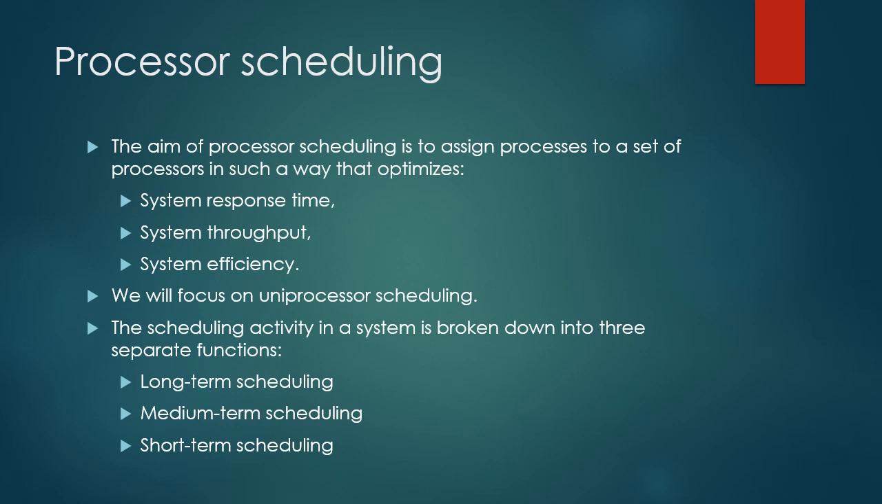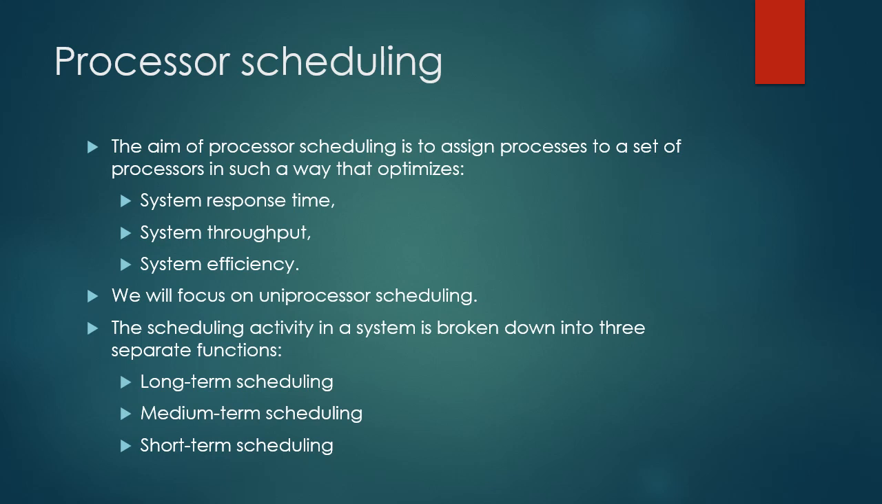The aim of processor scheduling is to assign processes to a set of processors in such a way that optimizes system response time, which is the time taken by an interactive system to generate a response to the user, system throughput, which is the number of jobs processed by the system in unit time, and system efficiency. Efficiency is the ratio of useful work to resources expended. The resources are processor and memory. In other words, the ratio of the output to the input of a given system is efficiency.